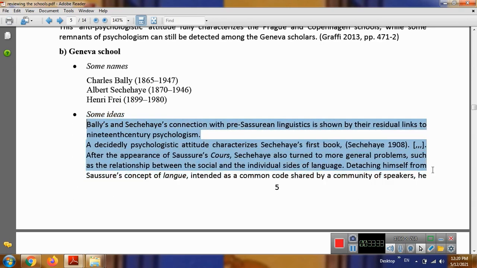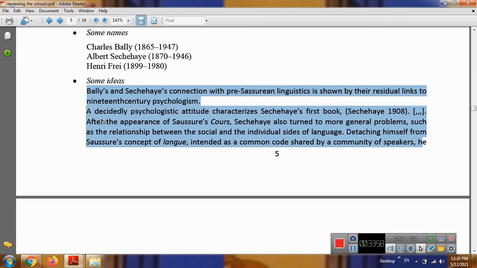Bally's and Sechehaye's connection with Saussurian linguistics is shown by their residual links to 19th century psychologism. A decidedly psychologistic attitude characterizes Sechehaye's first book. After the appearance of Saussure's course, Sechehaye also turned to more general problems such as the relationship between the social and the individual sides of language.